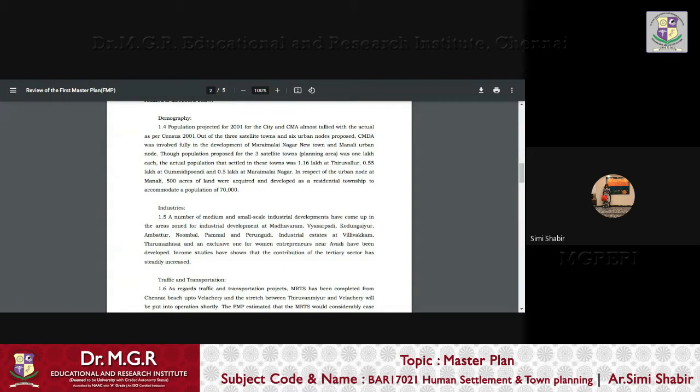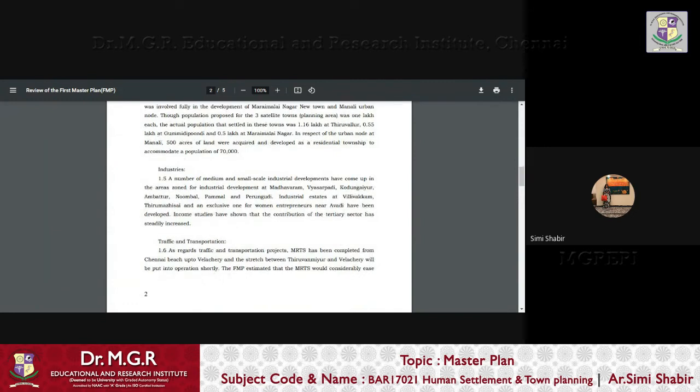Industries. A number of medium and small scale industrial developments have come up in the area zoned for industrial development at Madavaram, Vyasarpadi, Kodungaiyur, Ambattur, Guindy, Pammal, and Perungudi. Industrial estates at Villivakkam, Thirumazhisai, and an exclusive one for women entrepreneurs near Avadi have also been developed. Income studies have shown that the contribution of the tertiary sector has steadily increased. So, as far as the industries that were laid down as a strategy in the first master plan, that worked really well.